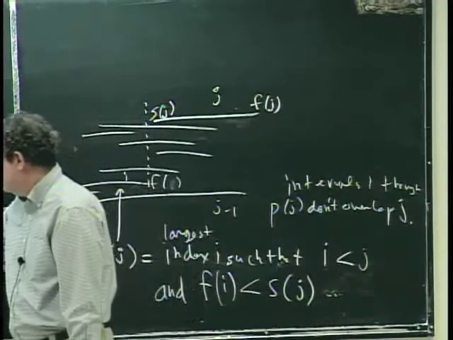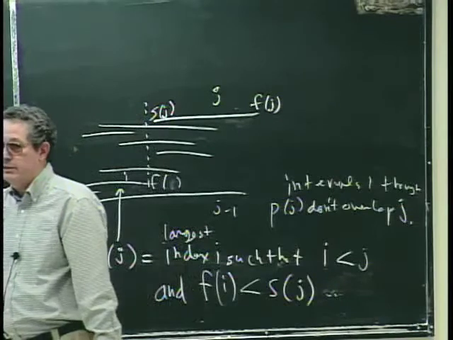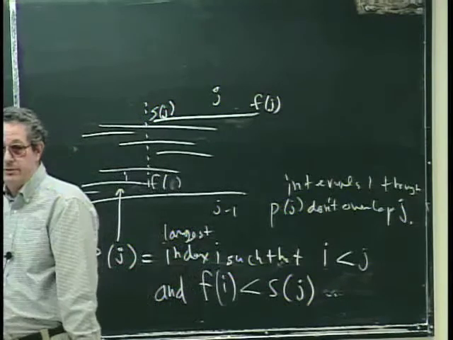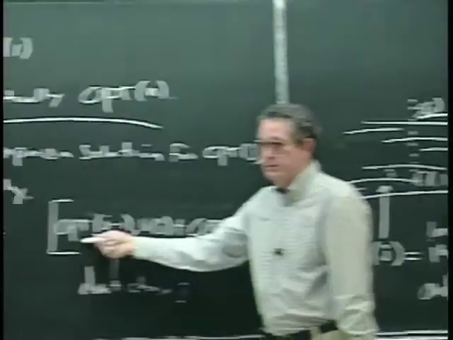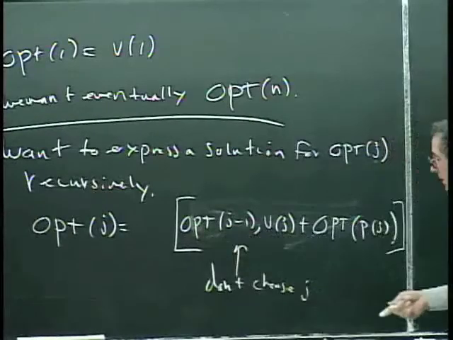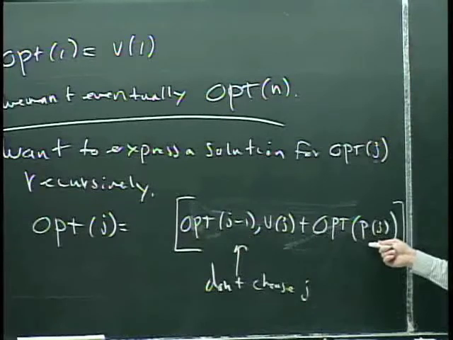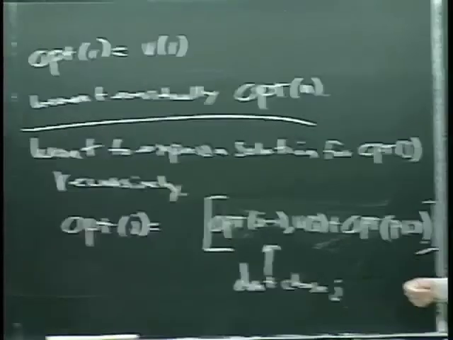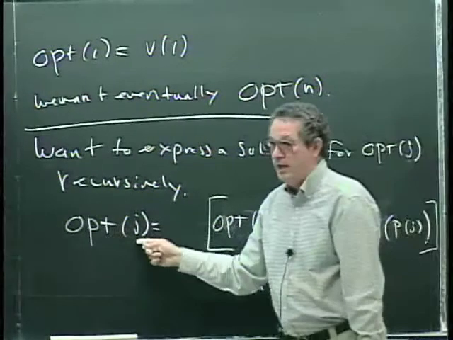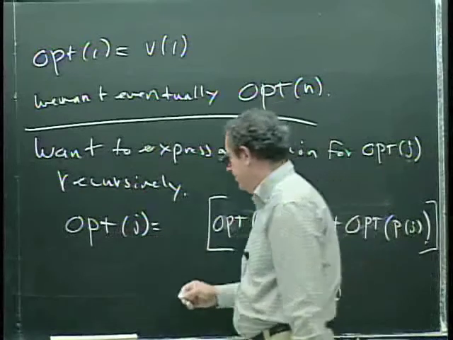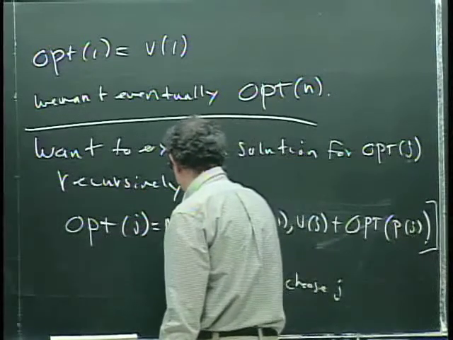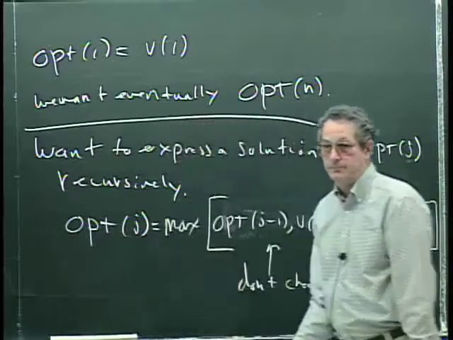So these are the two possibilities. Either you don't take interval j into the solution, or you do take interval j in the solution. And the best you can do if you don't take interval j is that, and the best you can do if you take interval j is this. Okay? And since these are the two possibilities that cover everything, what is opt of j? Yeah. Max of either. Yeah, it's the best you can do over either of those. It's the max of those.